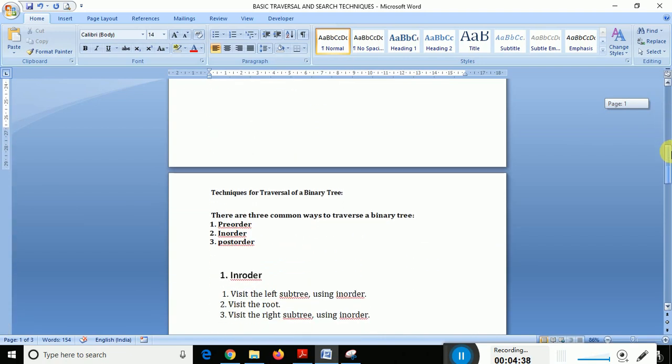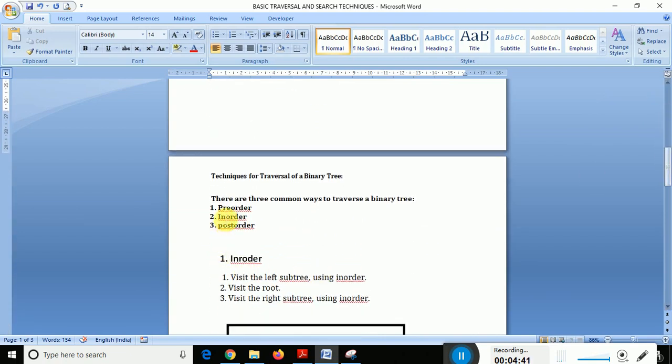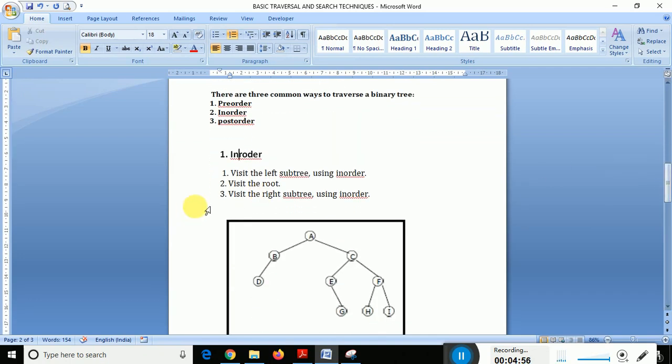Next we'll move to the traversal techniques. There are 3 types of techniques: pre-order, in-order and post-order. Before moving to pre-order, I'll first explain how in-order works, then we'll move to pre-order and post-order. In in-order, there are 3 rules and you have to remember these rules. For these three types, there are three rules, and they are different in form.